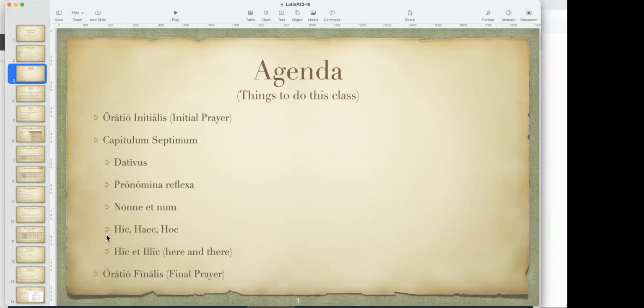So then nonne and num. I'll try very hard to explain those. Latin has a way of asking a question where it expects either a confirmation or a negation. English kind of has that, but we have a way of doing a circumlocution by adding a whole bunch of extra words. And when you're all done, you're not sure whether you're saying yes or no.